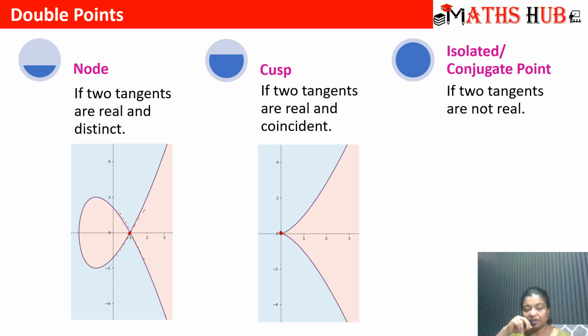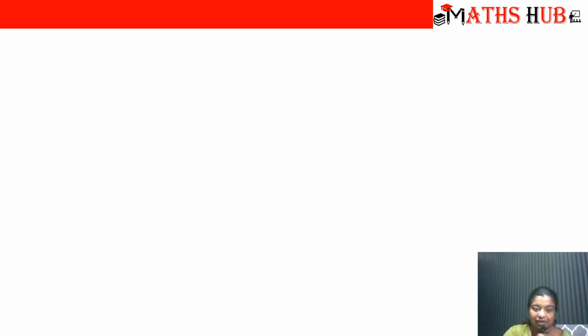So there are 3 classifications of double point: node, cusp, and conjugate point. If the two tangents are real and distinct, it is a node. If the two tangents are real and coincident, it is a cusp. If both the tangents are not real, then it is a conjugate point, right? So in curve tracing, we have covered the four important points. S stands for symmetry, O stands for origin, A stands for asymptote, and P stands for points of intersection, right? With the help of these 4 points, we can more or less trace any curve, right?